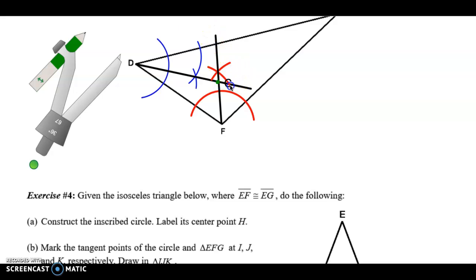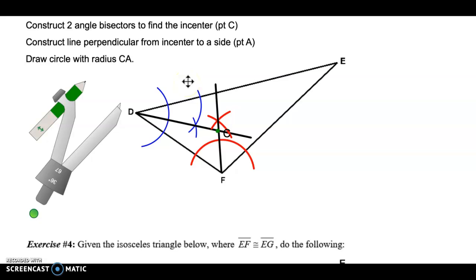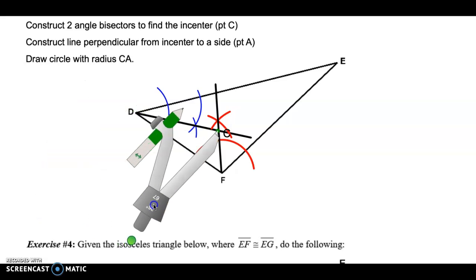All right, now that's not it. I can't just use that as the center of my circle. I need to know what the radius is. So I need to construct a line perpendicular from the incenter to a side. It doesn't matter which side I do it to. All right, so I'll probably just do it to DF right here. So as long as I have the green, I'll use the green.